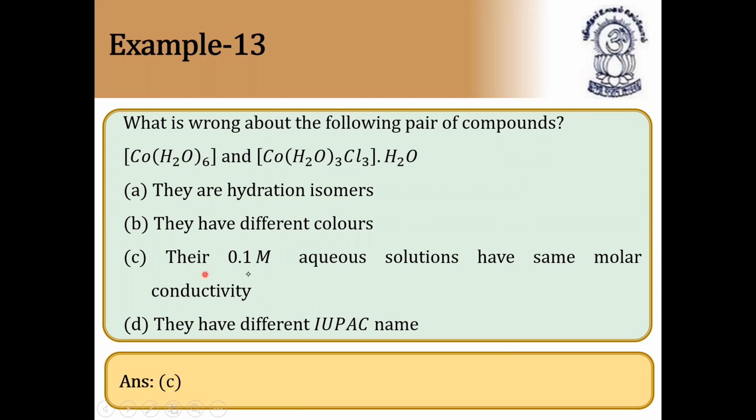And third statement, their 0.1 molar aqueous solutions have the same molar conductivity. It is wrong because in this one chlorine is not present as a counter ion, in this one chlorine is present. So the option is C. They have different IUPAC names. Obviously, they have different IUPAC names. So definitely the answer is C. This is a very easy question, which is wrong. So the wrong statement is C. Next question.